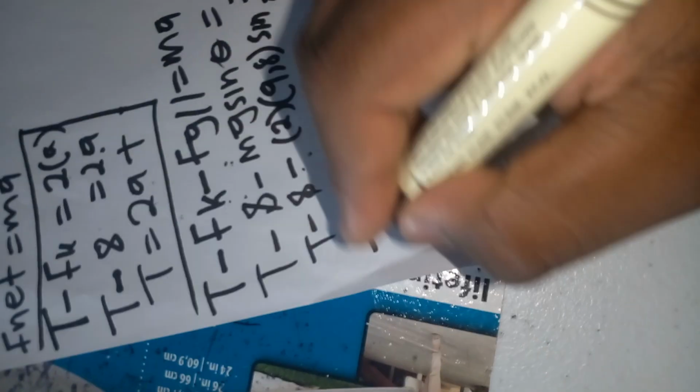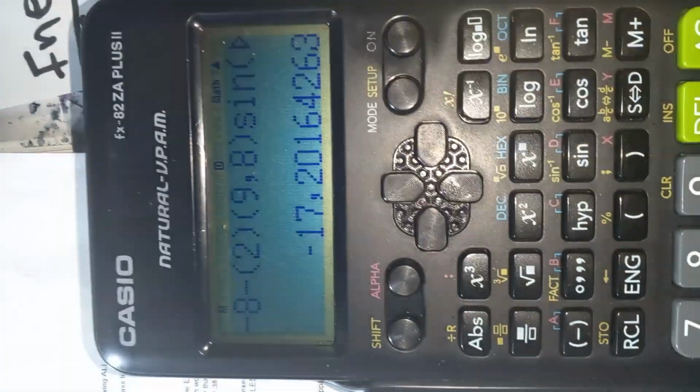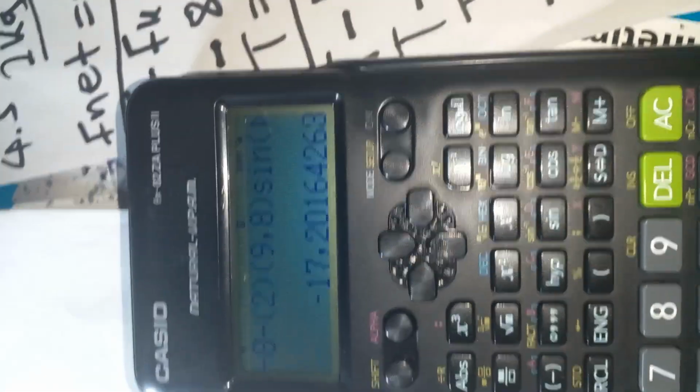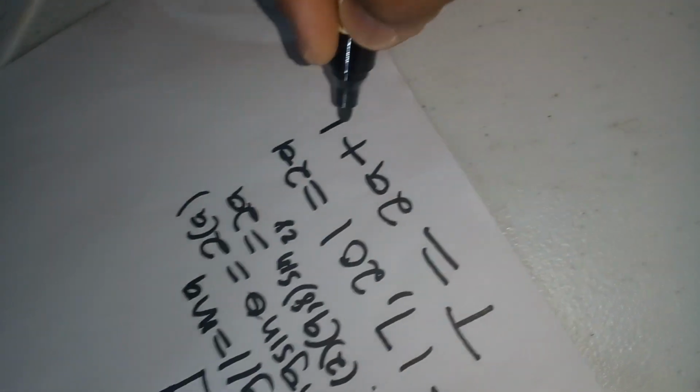Okay, so let me do it on my calculator. You see, you do it like this. It is minus 8, so it must be minus 8 as it is. So it's going to be T minus 17.201 is equal to 2a. Then I'll take my 17.201 to the other side. So tension is equal to 2a plus 17.201. Okay, so this is my equation 1.